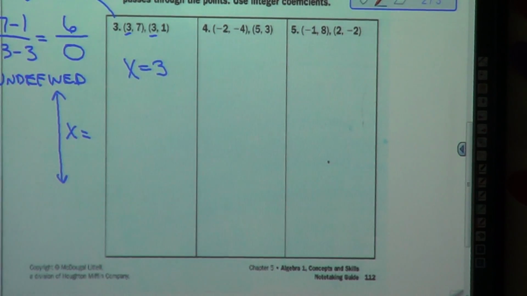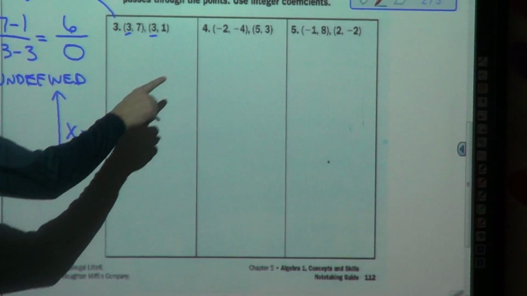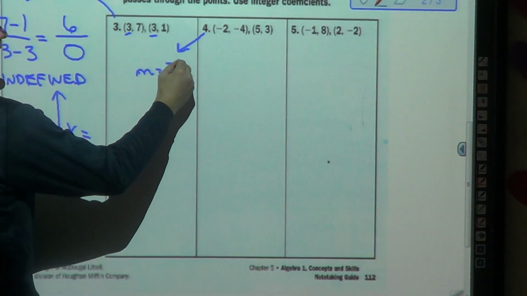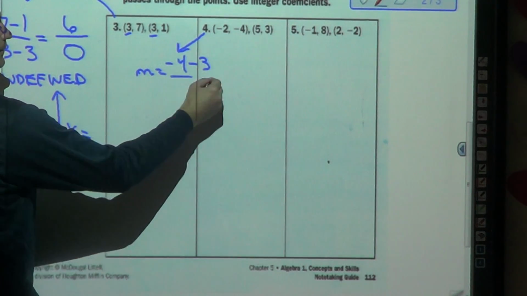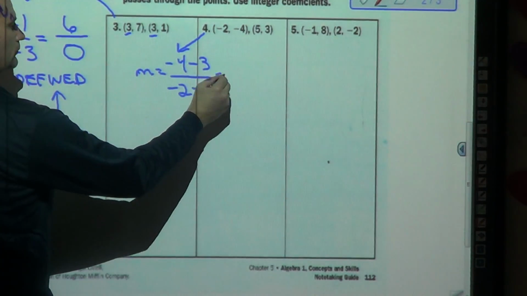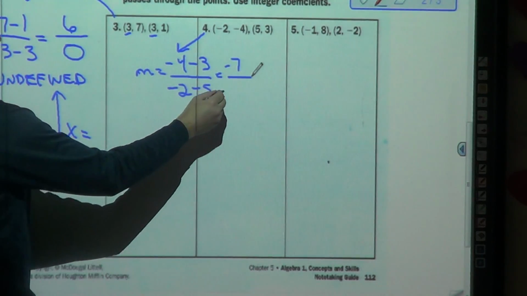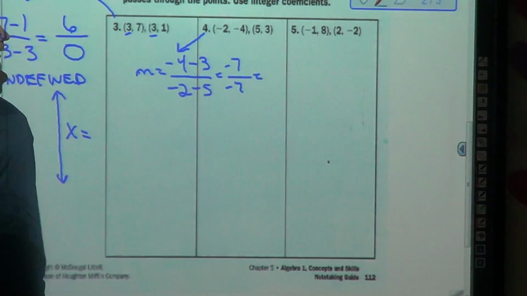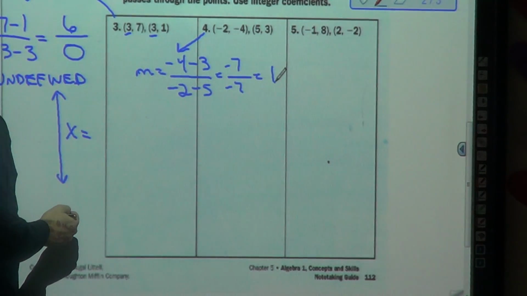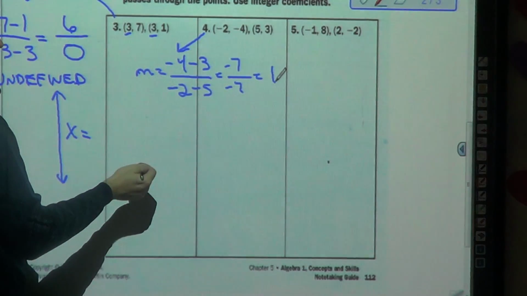Let's take this out, give ourselves a little room. So here, we can do number 4. m is -4 minus 3, and then -2 minus 5. So -4 minus 3 is -7, and -2 minus 5 is also -7. So -7 over -7 reduces to 1. So my slope is 1. Now it does not matter which point I use. I can use the first one or the second one. I'm just going to use the first one because it comes first.